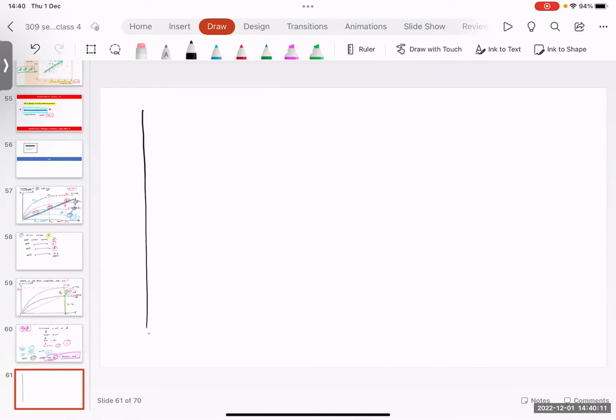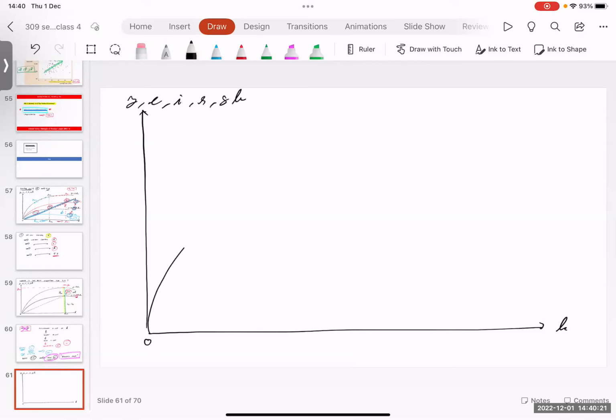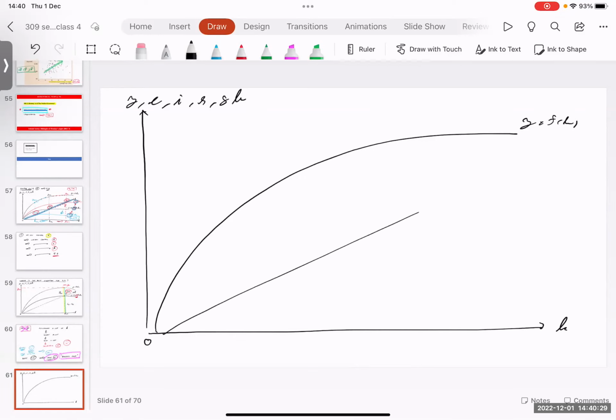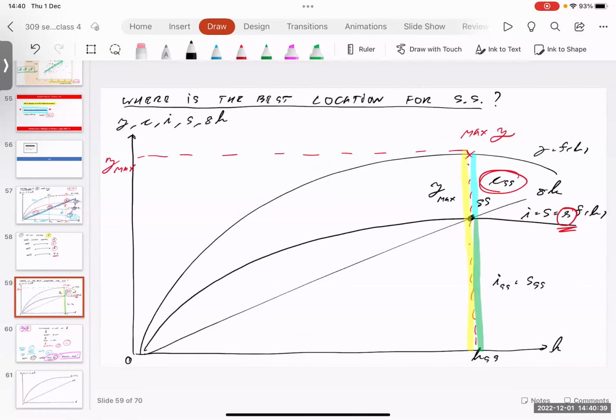Drawing the graph. This is small k. This is small y, small c, small i, small s, and delta small k. We have the production function curve, small y equal to a function of small k. We have delta k. The area of consumption, if you are looking at this one, is actually the space between the production function curve and capital depreciation.